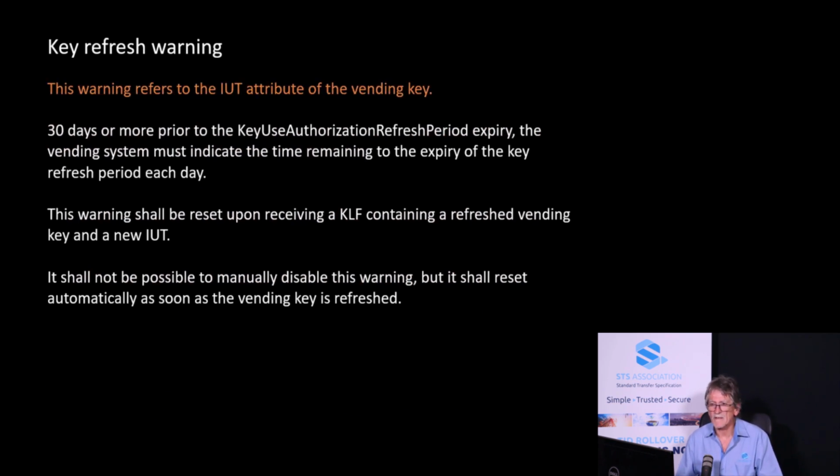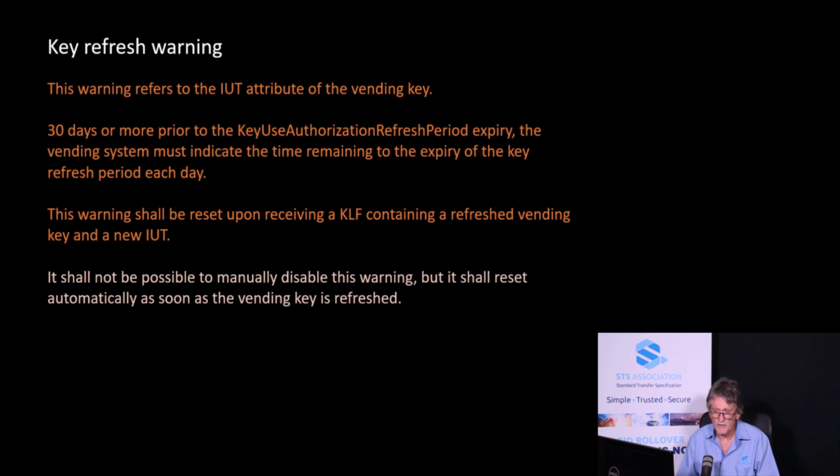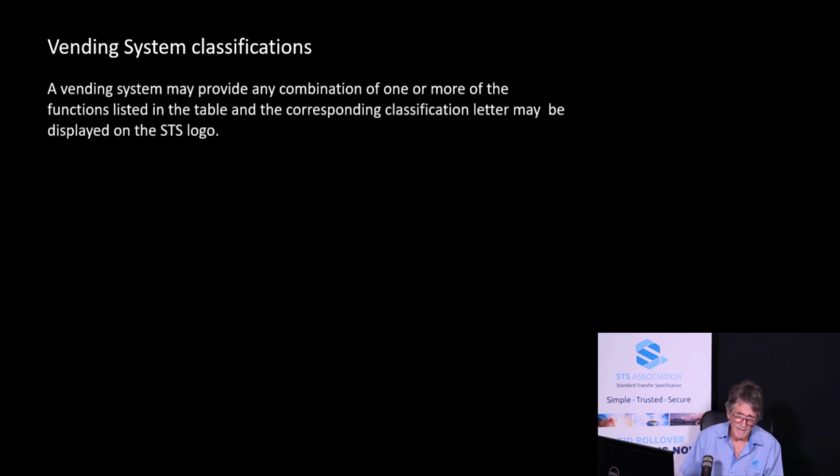The key refresh warning. This warning refers to the issue until date attribute of the vending key. 30 days or more prior to the key use authorization refresh period expiry, the vending system must indicate the time remaining to the expiry of the key refresh period each day. And this warning will be reset upon receiving a keyload file containing a refreshed vending key and a new UIT. And it shall not be possible to manually disable this warning, but it shall reset automatically as soon as the vending key is refreshed.